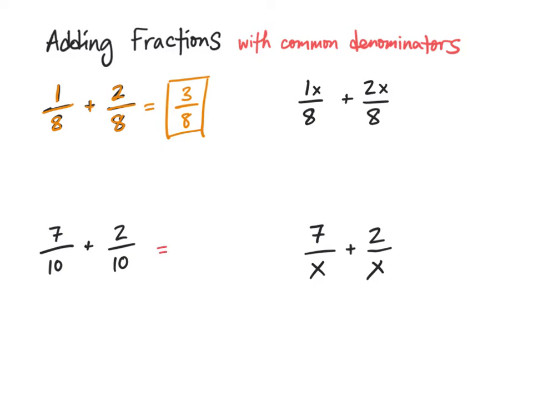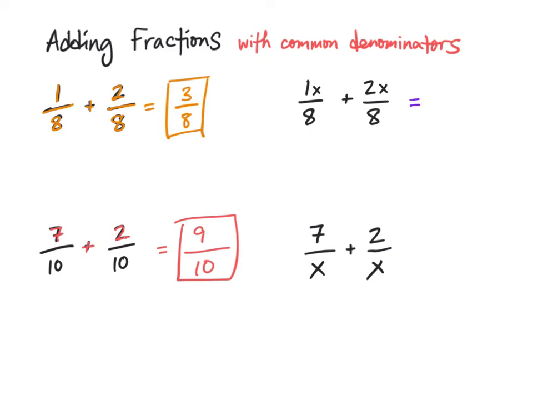We got a common denominator of 10. Boom. I had 7 of those pieces of the 10, and then I added 2 more of those pieces out of the 10. So I had a total of 9 pieces out of the 10. Awesome. We're going to go ahead and cruise.